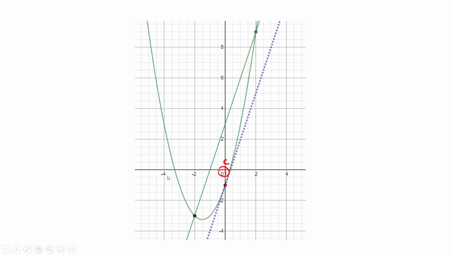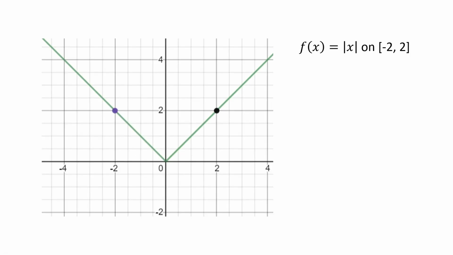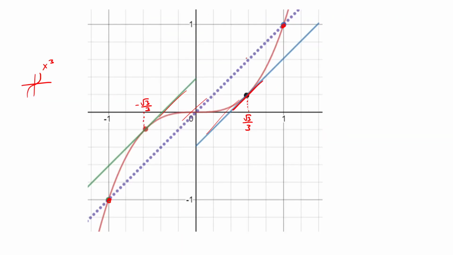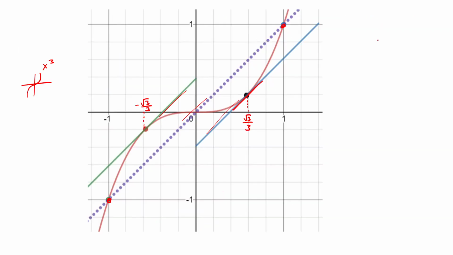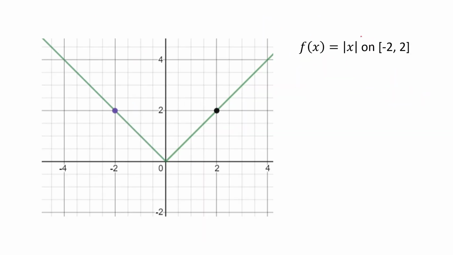So the one thing that would matter is whether it's differentiable or not. And so here's an example of something that does not work with the mean value theorem. If we go back to the original statement of the theorem, back here, we said it had to be differentiable on the open interval. But very obviously this is not, because of the cusp at 0.